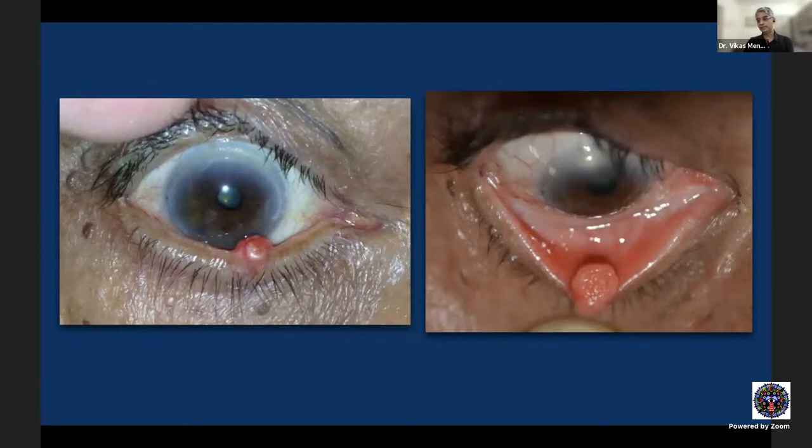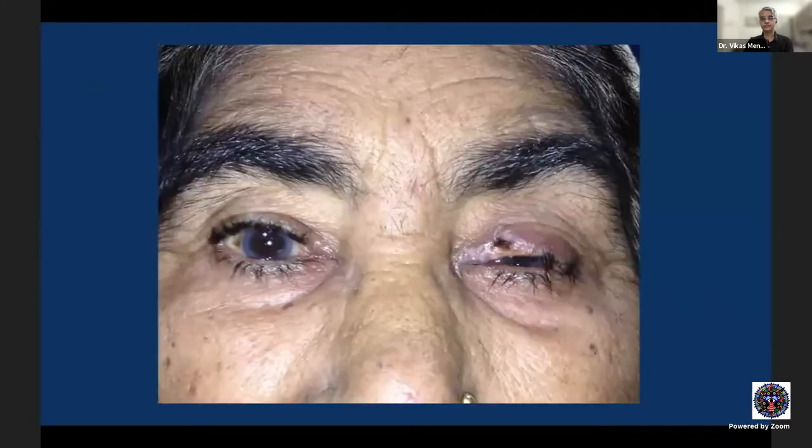Always evert and see. Even if there is a simple chalazion which is sent to you or you are posting for surgery, always evert and see. You never know what lies underneath. Particularly at extremes of ages, malignant changes become common. So you have to be very, very careful and not miss out on something like this, which can really change the patient's life altogether.